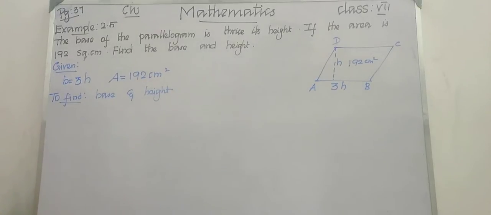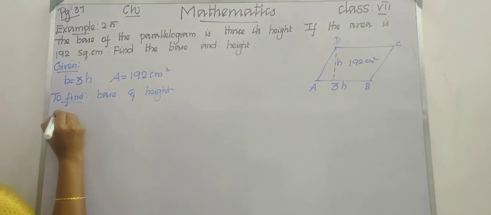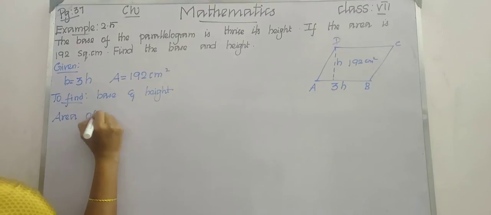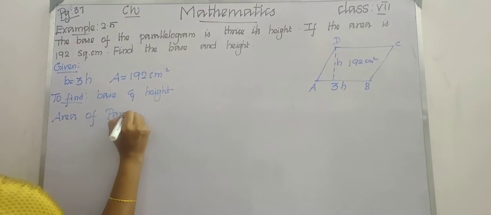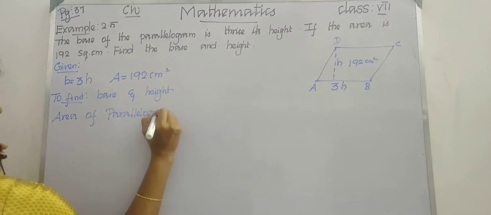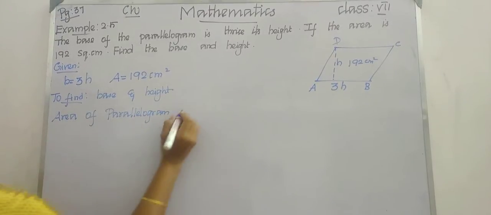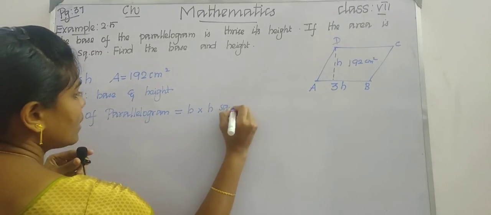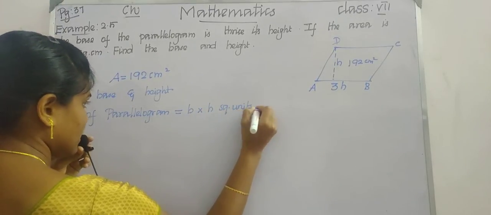So how will you find? We can substitute these values, these hints, in the area formula. What is the area of parallelogram formula? Let us write: area of parallelogram equal to base into height square units.